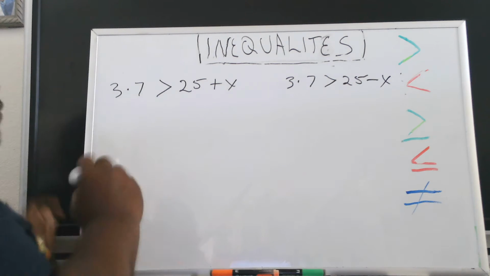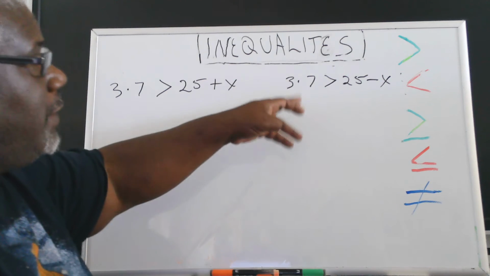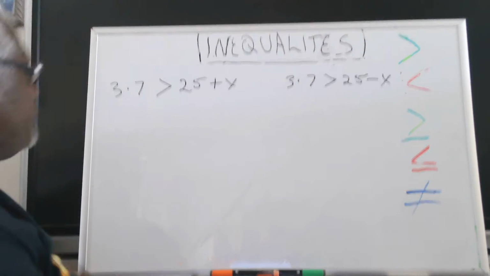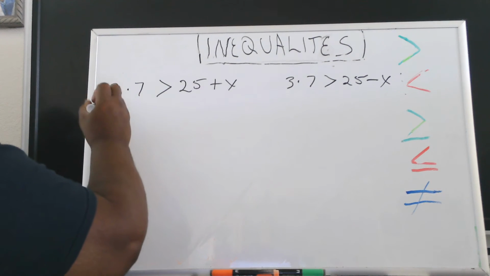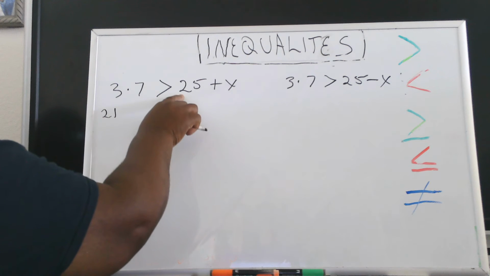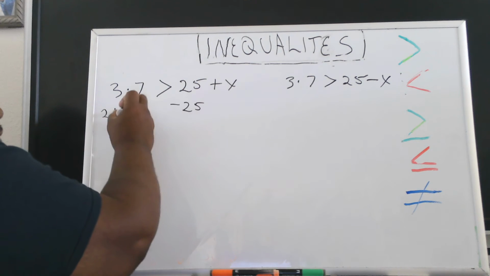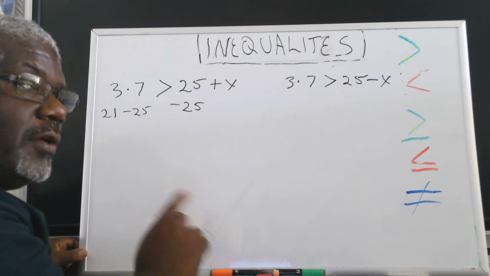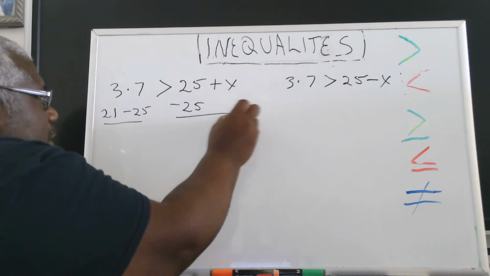Okay, 3 times 7 is greater than 25 plus x. 3 times 7 is greater than 25 minus x. Let's work this out. Here we go. I'm going to combine this and save a step. So that's 21. We want to get the variable by itself, right? What you do to one side, you do to the other. You treat this just like you would a normal equation, a normal mathematical problem. You do it exactly the same, okay?